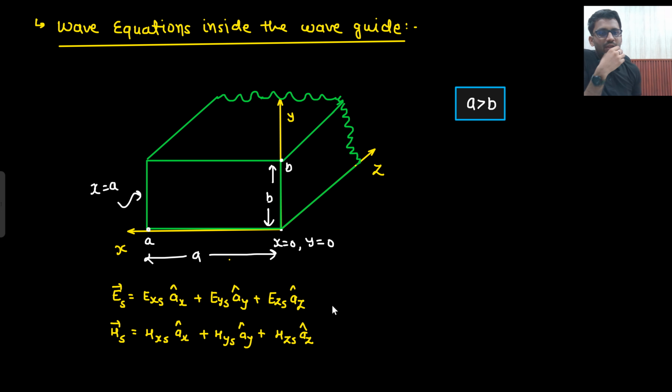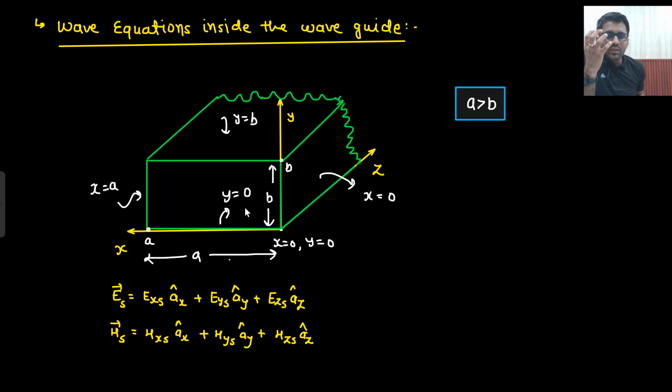This is what we take. So in x direction we take the longer length, in y direction we take the smaller length. a, b, a is greater than b. This is your x equals a. What is this plane? This plane is y equals b. Certainly this plane is your x equals 0, and the lower plane is your y equals 0.